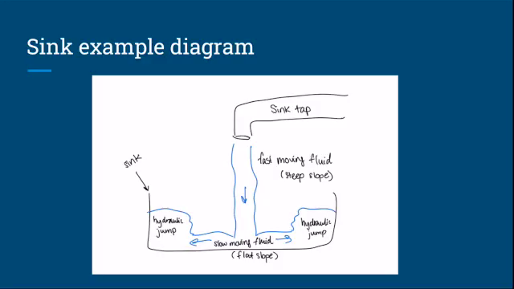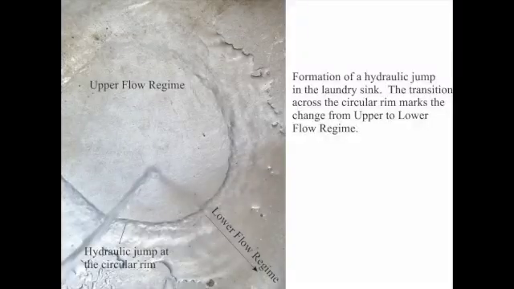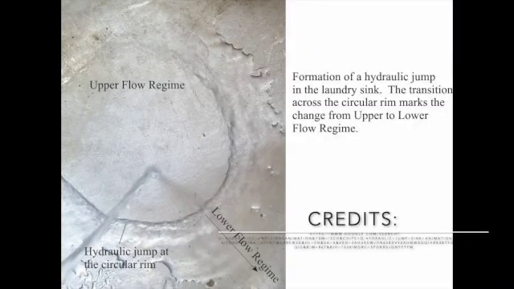For example, when you turn on the tap in your sink, the free-falling water that suddenly collides with the sink base will be slowed down and creates a jump. But that doesn't mean that the water doesn't appear before that jump area. There's actually a very thin layer of water inside the circle and a much deeper layer outside of it. It's a circular hydraulic jump where the film thickness changes.